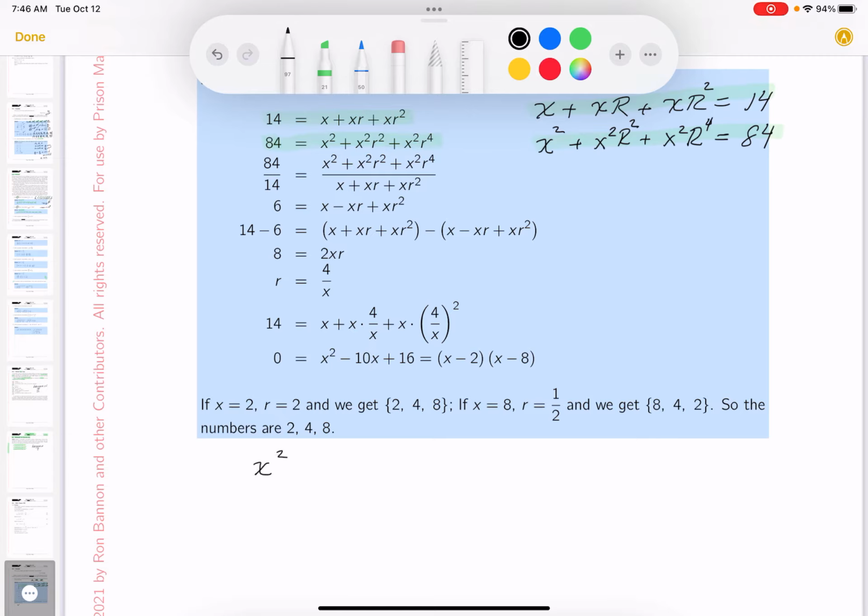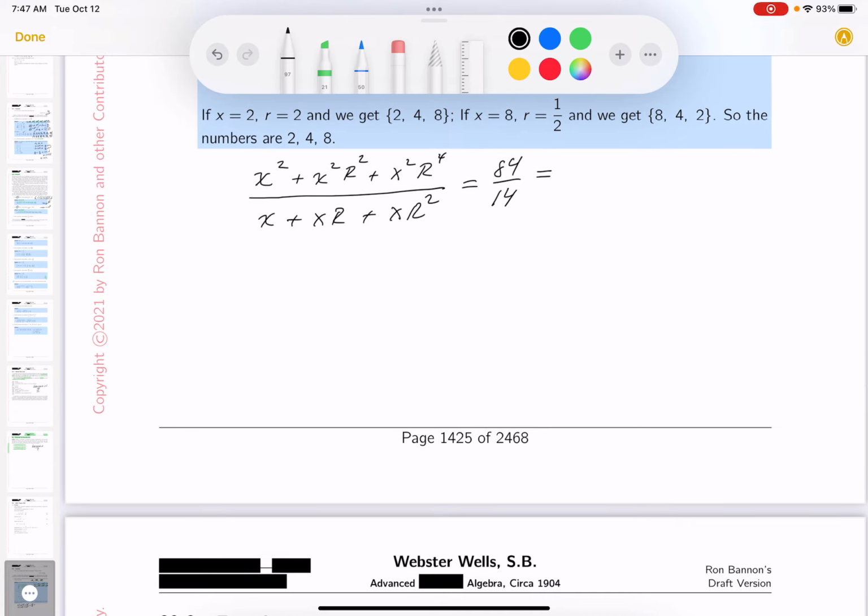So it's x squared plus x squared r squared plus x squared r to the 4th, and I'm going to divide by x plus xr plus xr squared. I hope you realize that these are non-zero. Like x can't be 0 and r can't be 0. I wouldn't get those numbers. So what's this going to be? 84 over 14. I think the 84 over 14 looks pretty simple to me to do, and I'll do that for you. That's going to be 42 over 7, and that's equal to 6.